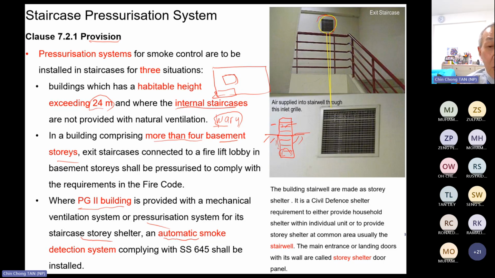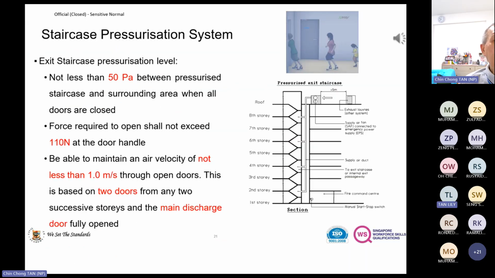See, the building stairwell is made as a storage shelter. So it's a civil defense requirement to provide a household shelter in HDB, right? But for condos, they use the stairwell. So for safety purposes, you need to have a smoke detector at the entrance there. Okay, at the entrance. Okay, good.